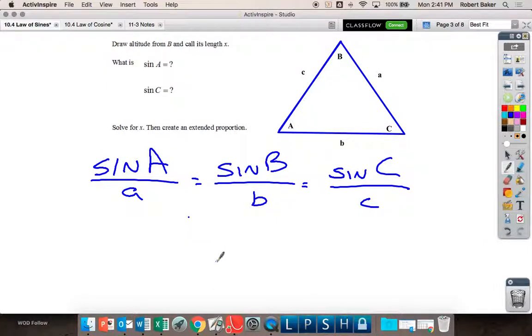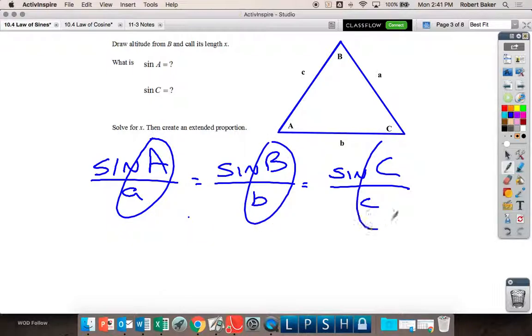All right, so we have our extended proportion. The sine of angle A over side A equals the sine of angle B over side B equals the sine of angle C over side C. Right? It's easy to see the visual comparison of what relates to each other.